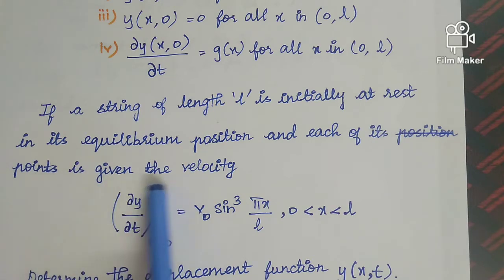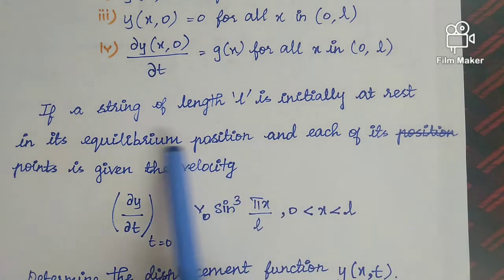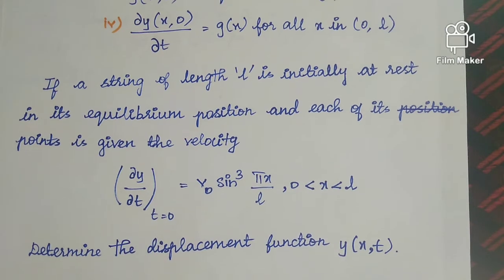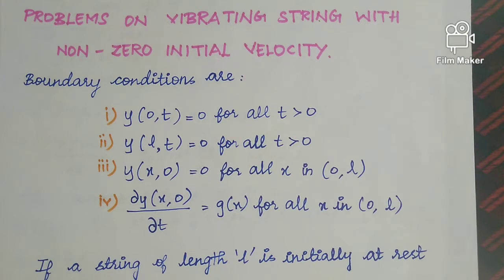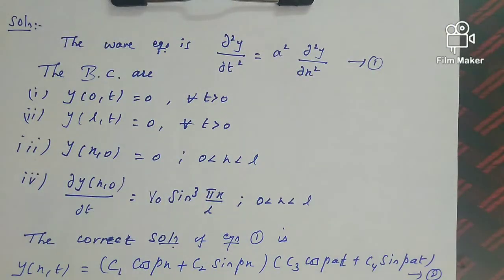You can see that in the question itself, the initial velocity is given. Here there is no mention of the displacement. So from this you can identify whether the question belongs to type 1 or type 2, because here the initial velocity is given. So this problem comes under type 2 problems. So what is the first step? Similar to type 1, first we have to write the one-dimensional wave equation and then the general solution, then the boundary conditions, the same kind of procedure.